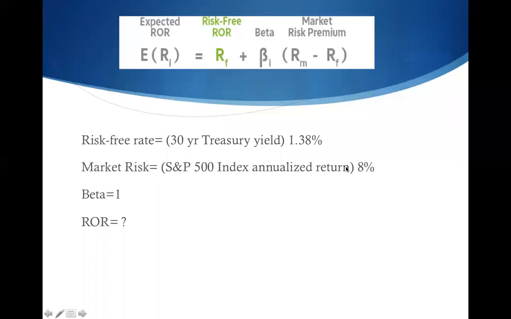So the market return would be 8%, which would be right here, and you would subtract 1.38, which is the risk-free rate, because you're going to use this number twice: you're going to put it in here and in here. Then once you get that number, you multiply it by the beta, which would have been 1. Then you add 1.38% to that, and that'll give you the expected rate of return.